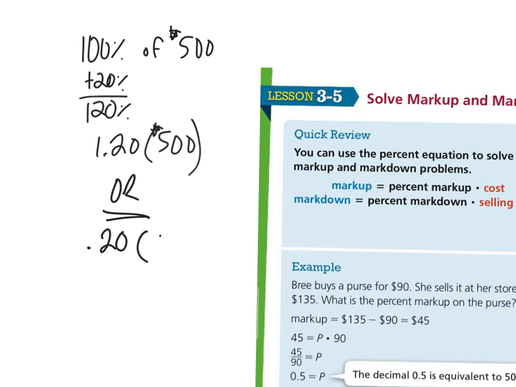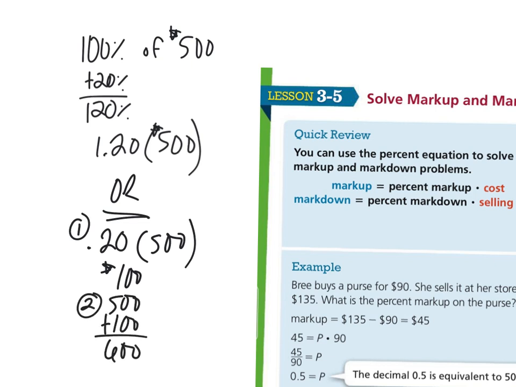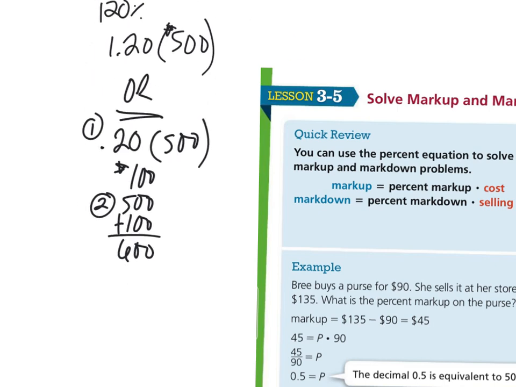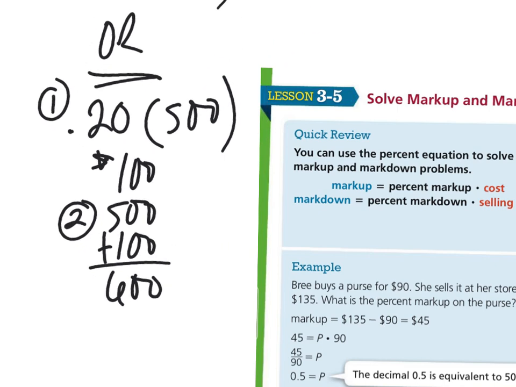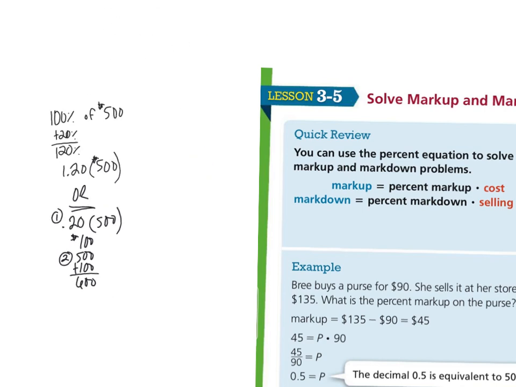But like I said, your other option is just to figure out, in this case, what 20% of that would be. And then once you get that answer, which I think would be $100, you would just add that on to what you had to start with. So either way you do that, you're going to get $600. It's just different options of how to work it out.